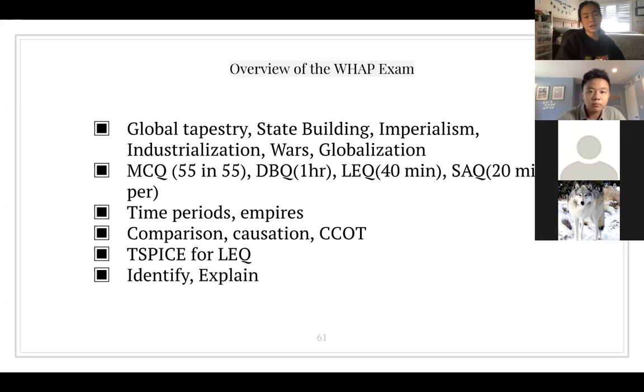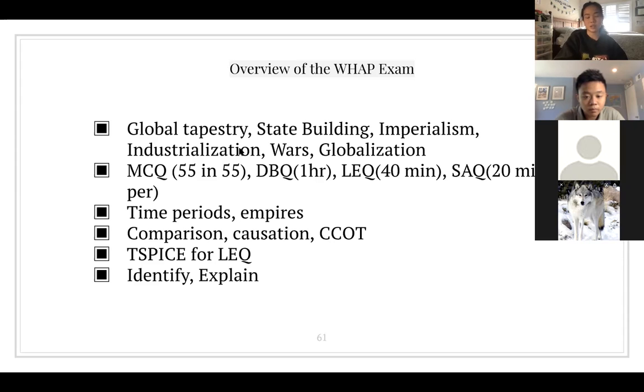world history. And then basically what you're going to see over the year is these different chunks. So starting off with the global tapestry, which is just the time period from 1200, and then that's going to go into state building, and then other topics include imperialism, industrialization, wars, so like the global wars, and then globalization. I'm going to go into more about those time chunks later.